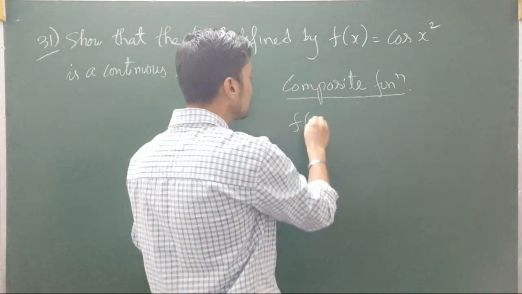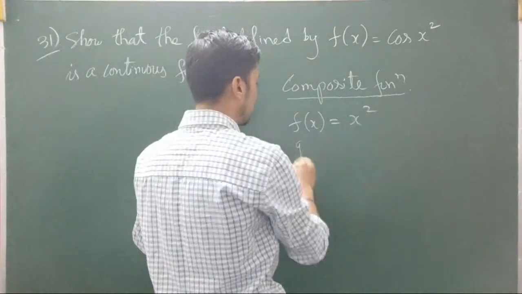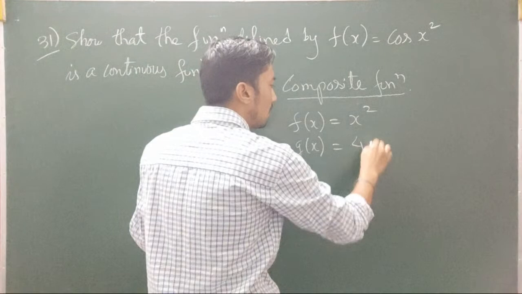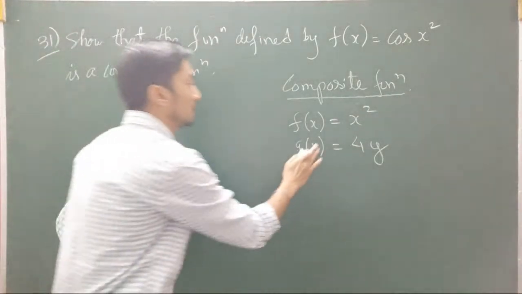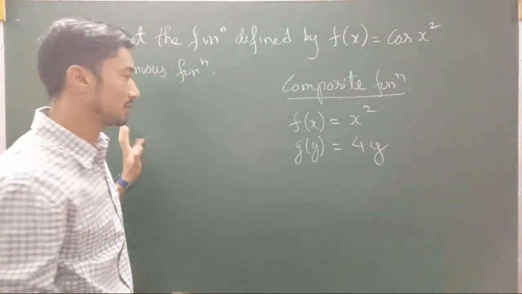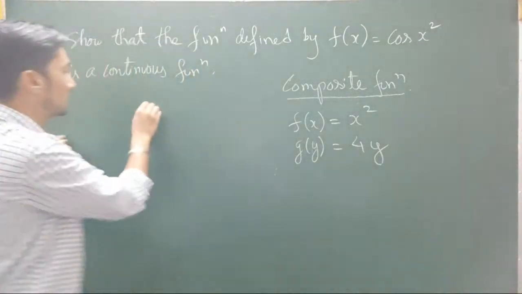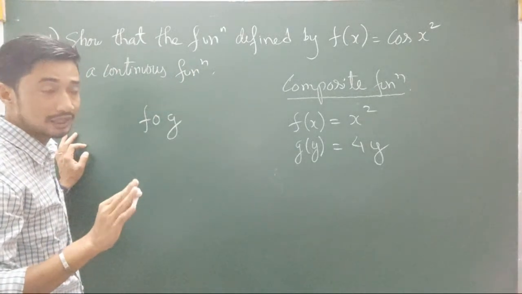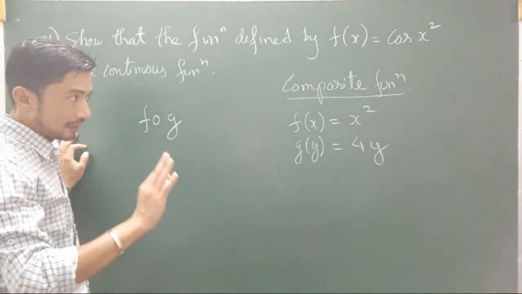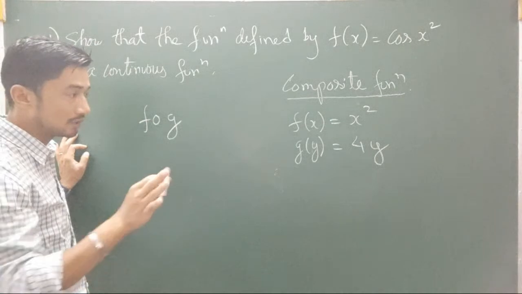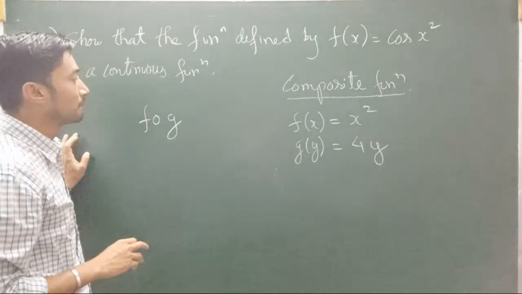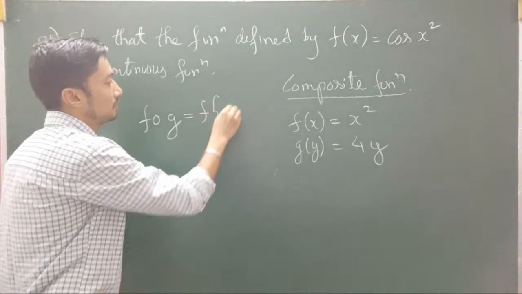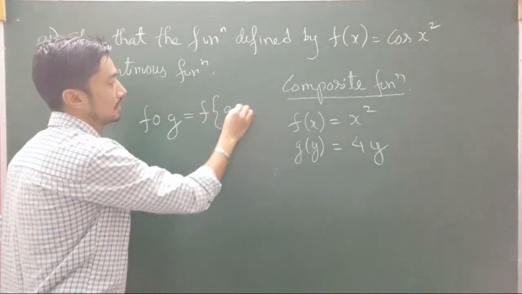That means, for example, like this. If you have f of x as x squared and the other function g of x is, let's say, 4x. Then the composite function, which we represent as f on g, will be written as f of g of x. Of course, there are conditions, but for now let's just ignore them.